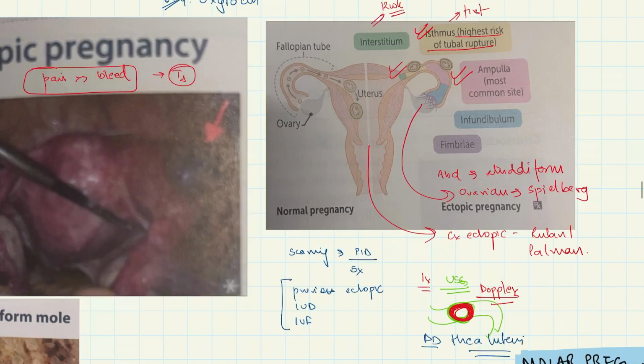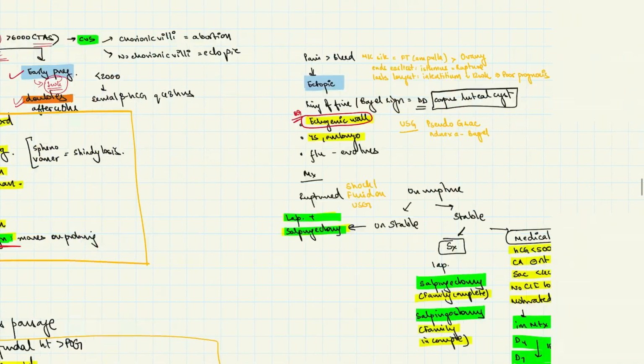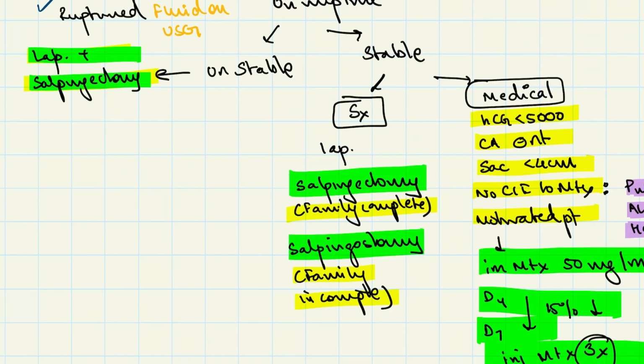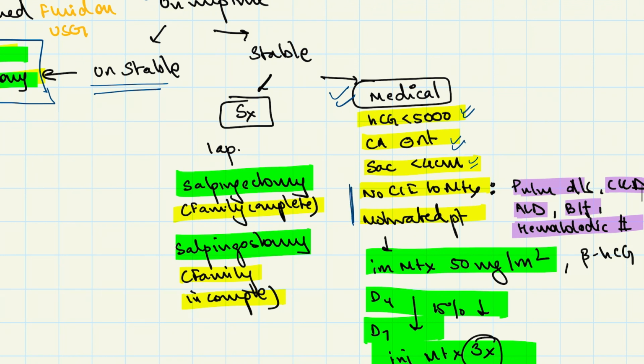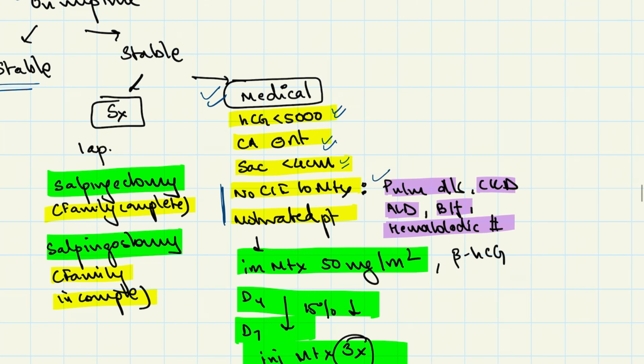For management of ectopic, we need to see whether the ectopic is ruptured or unruptured. In case of a ruptured ectopic or the patient is unstable, the treatment of choice is laparotomy and a salpingectomy. While for unruptured ectopic and a stable patient, we see whether the beta HCG is less than 1000, cardiac activity absent, a sac less than 4 cm, or no contraindications to methotrexate are present, like pulmonary disease, CKD, alcoholic liver disease, a breastfeeding female, and hematological disorders.